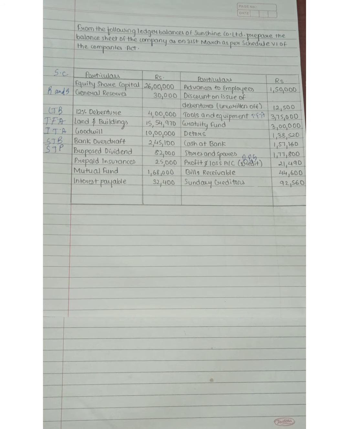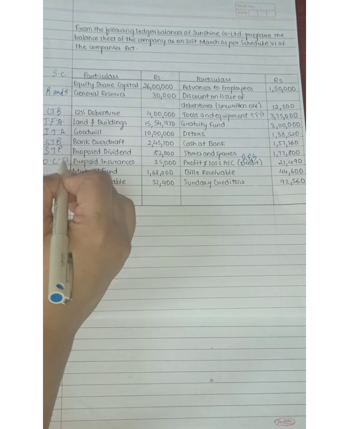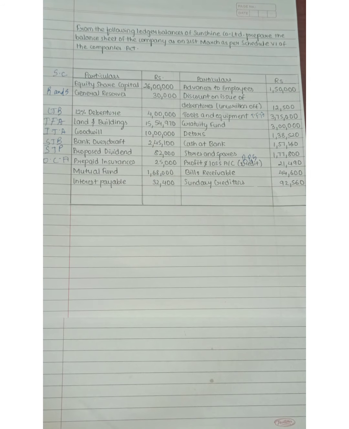Next we have prepaid insurance. So prepaid insurance is our other current asset. So let's mark it, other current asset. So why is prepaid insurance other current asset?